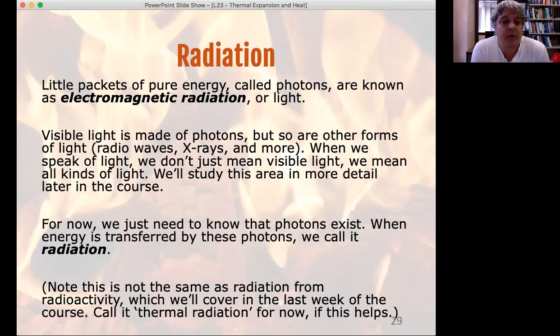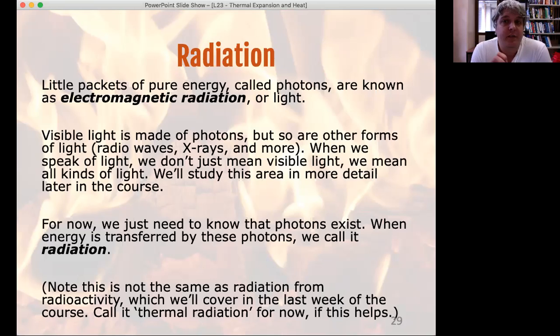We're not going to go too much into this right now. This is in fact the topic of our last section where we look at light. We look at waves and then we turn that into light. But for now, what we do want to be aware of is the idea of these things called photons. So photons are what makes up visible light. And there are other forms of light as well.